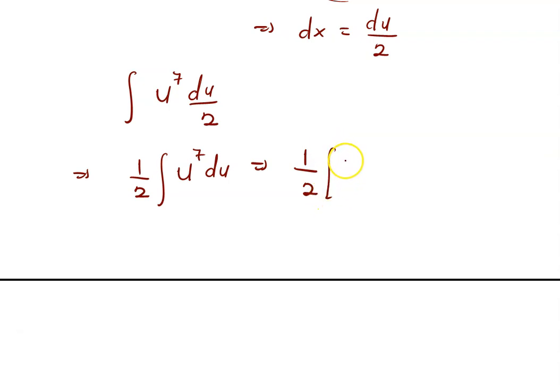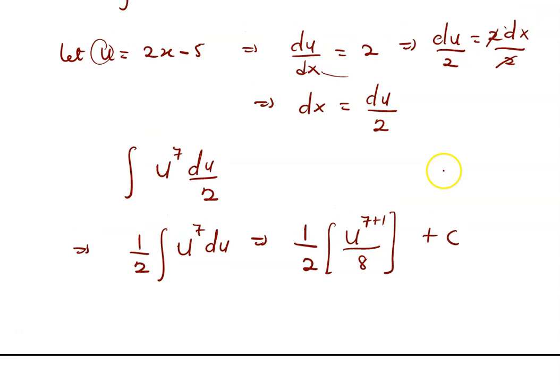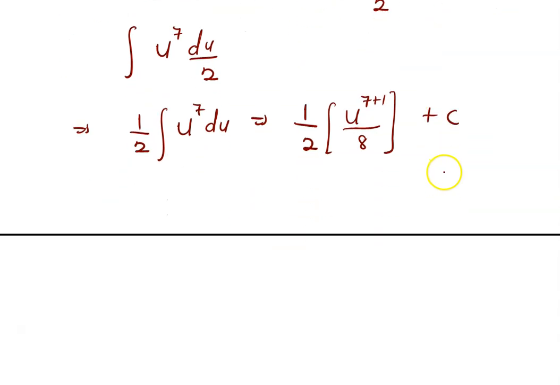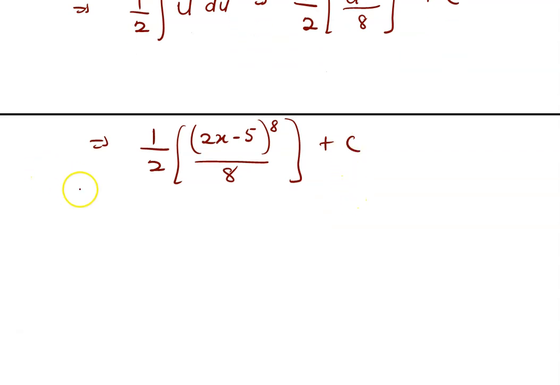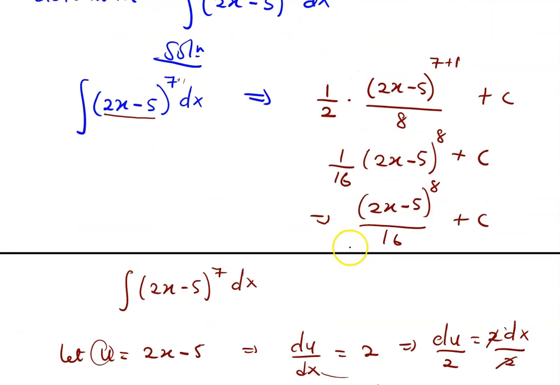Then integrating u exponent 7 gives u exponent 7 plus 1 all divided by 7 plus 1, which is 8. Right, then I'll add my plus c. I'll add the value for u. U is giving us 2x minus 5. So at the end, what do I get? I'm going to get 1 on 2 into brackets 2x minus, is it minus 1 or 5? Yeah, minus 5. 2x minus 5 all exponent 8 divided by 8. Then I add my plus c. So simplifying this, I think we are going to get the same thing, which is 2x minus 5 exponent 8 all divided by 16 plus c, which is the same as what we had when we used the shortcuts.